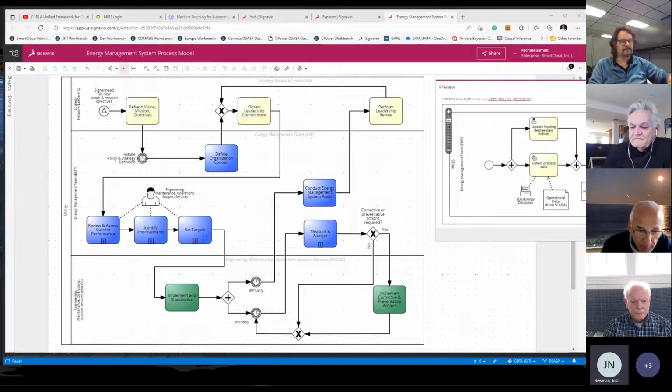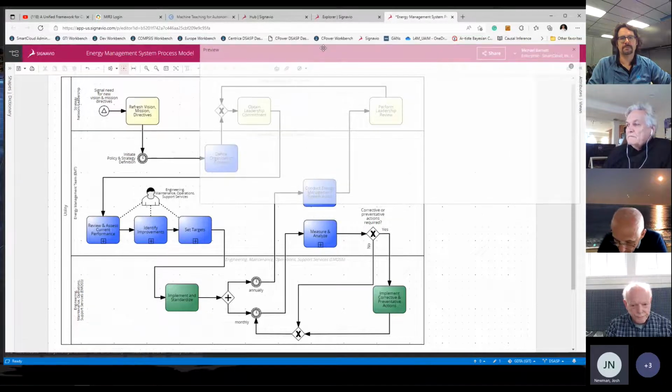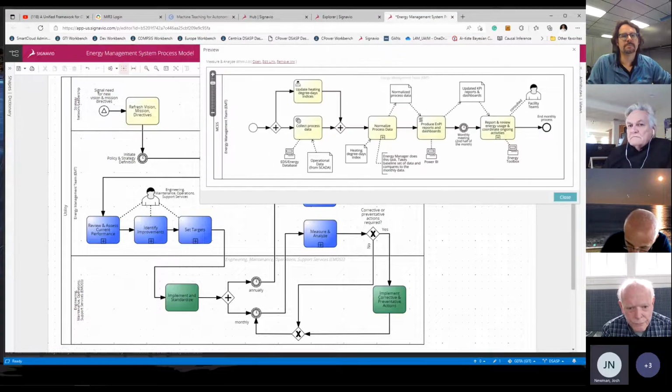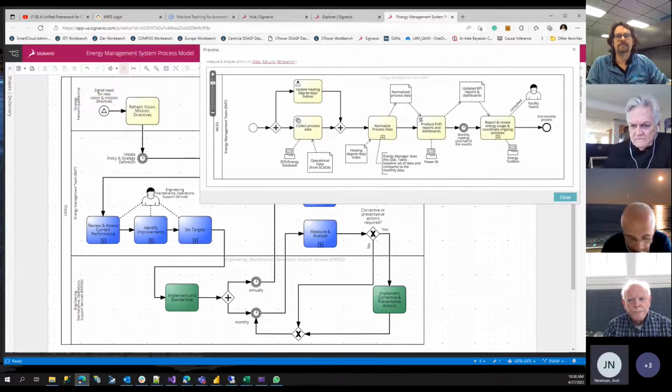But we started off, and I'm glad you have the screen that you have up right now, pulling from that measure and drilling into that measure and analyze box. I think that is the area where we currently are devoting a lot of our effort. That's where our energy management process sort of lives.